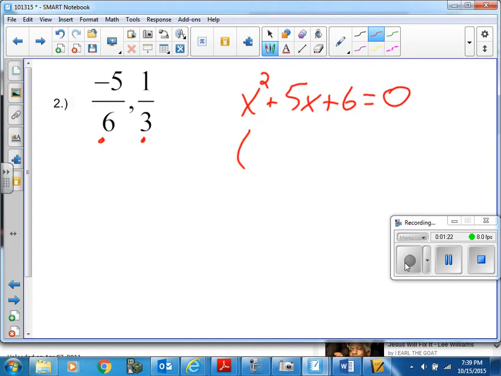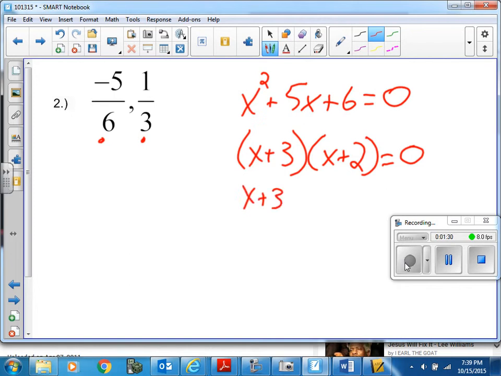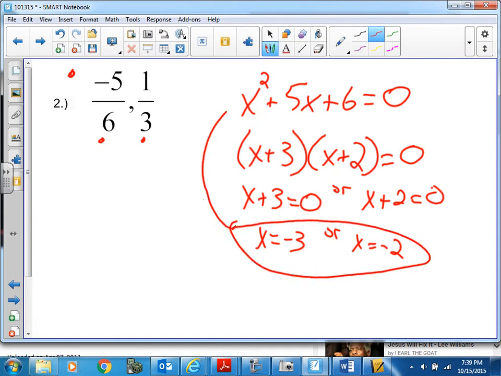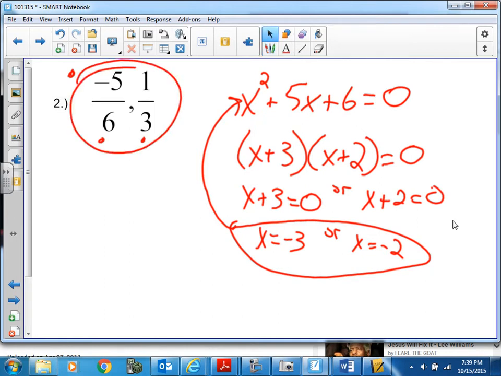And then you say, oh wow, that can factor, so x plus 3 and x plus 2 equals 0. And then I say, okay, well x plus 3 equals 0, or x plus 2 equals 0. And then I solve and I get x equals negative 3, or x equals negative 2. Now, what I want you to do in this problem is actually work backwards. So you have this, and you need to come up with this, for these particular roots.